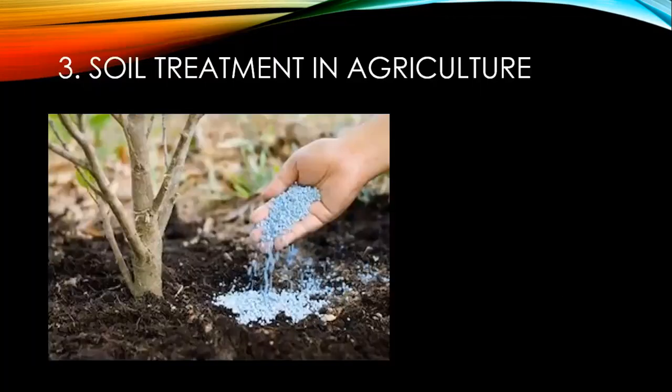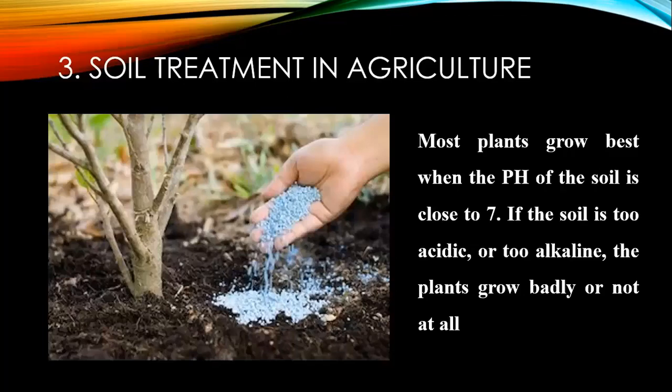Number three, soil treatment in agriculture. So, like I've been saying, most plants grow best when the pH of the soil is close to 7. So it should be around the neutral pH, 7, 7 point something, 8, around that. So if the soil is too acidic or too alkaline, plants grow badly or they do not grow at all. So neutralization is used in agriculture.